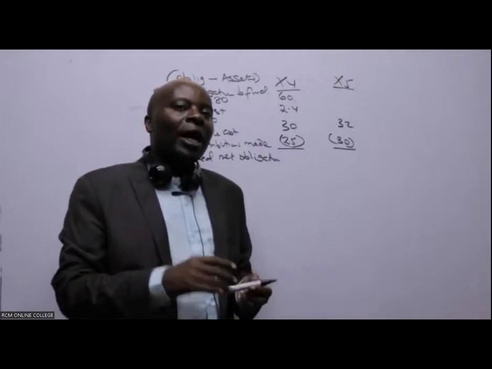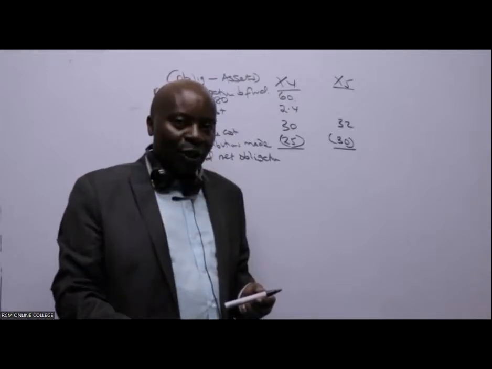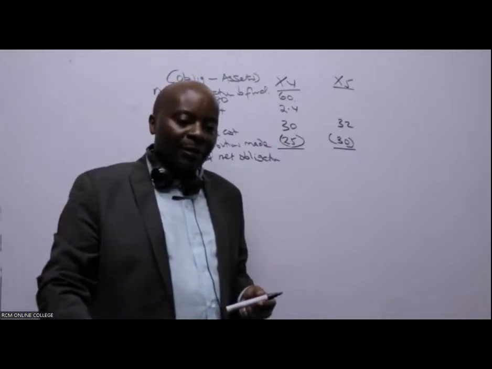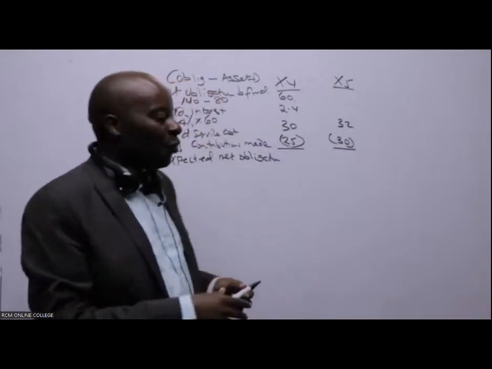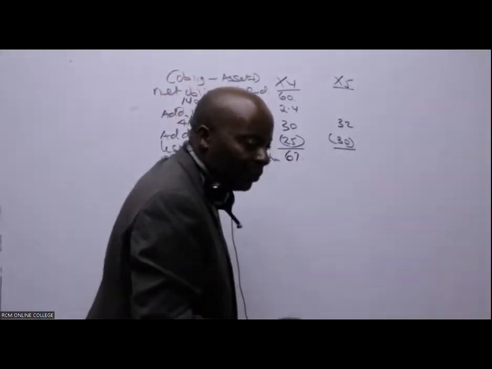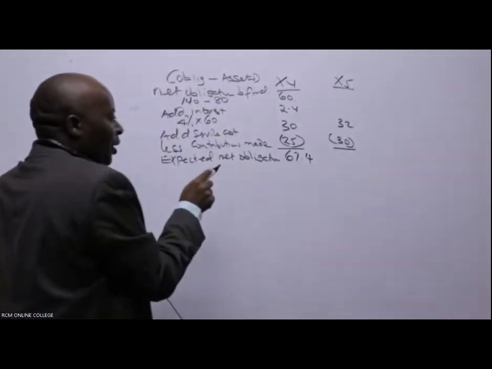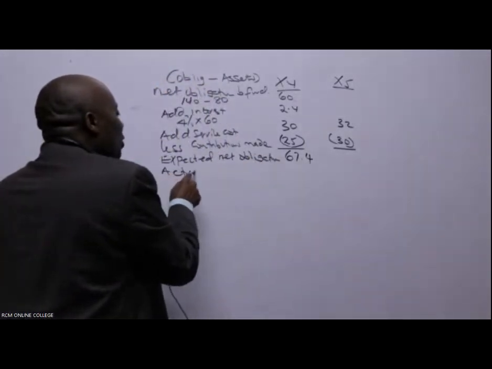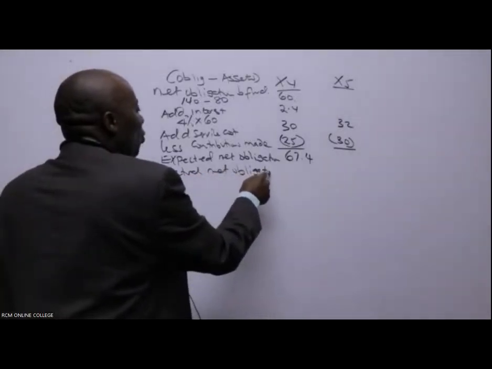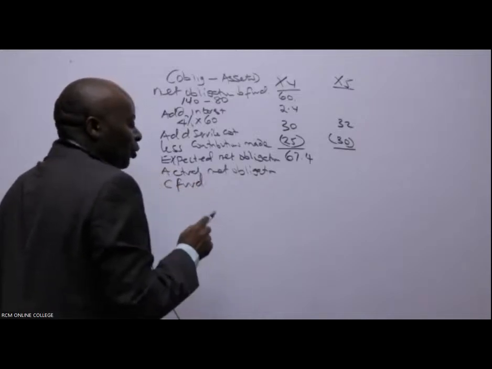Because when you pay benefits, what happens? Your plan assets will go down and your obligation will go down at the same time. So they cancel, and I'll be able to prove that. So I'm being given a figure of 67.2, 67.4. So this is the expected net obligation. But then what is the actual net obligation carried forward at the end?